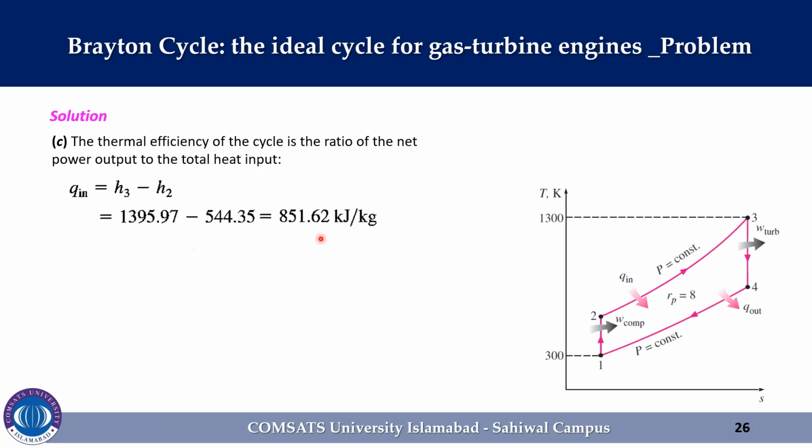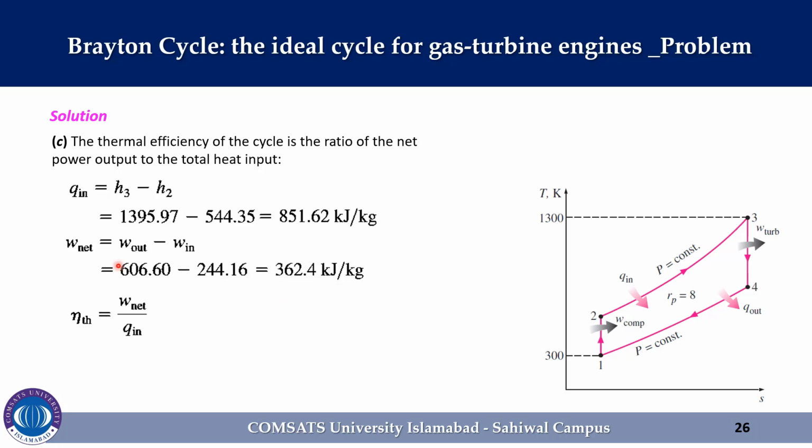However, W net is equal to W out minus W in. We have just calculated both these values, that was 606.60 and 244.16 kilojoule per kg respectively. And W net will be equal to 362.4 kilojoule per kg. So after calculating Q in and W net, now we can find out the efficiency by using the expression W net over Q in. Put all the required values and the efficiency will be 0.426 or 42.6%.